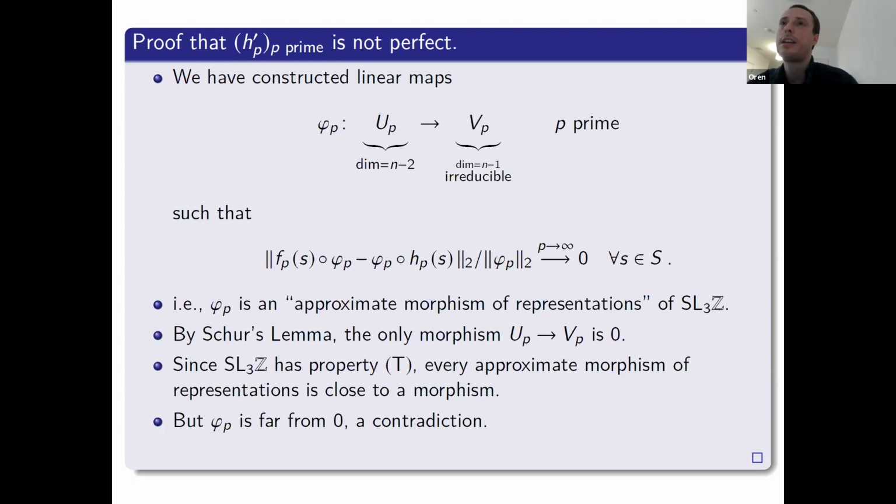Maybe it's worthwhile to mention to the professionals, who are used to thinking about the Fell topology of representations of SL3Z, that this is an elementary exposition of the statement that if a group has property T, then by definition the trivial representation is bounded away and isolated from the other representations. As a consequence, you can deduce that every finite dimensional representation is also bounded away from the other representations.